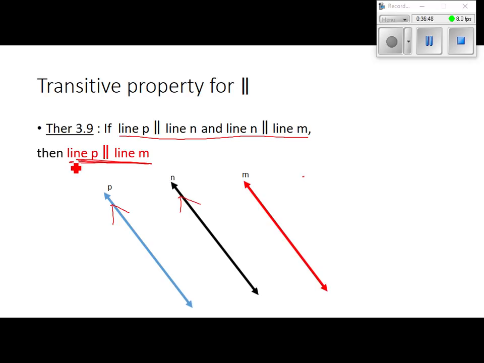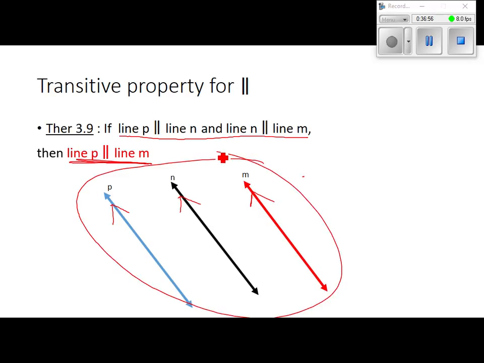If line P is parallel to line N, and line N is parallel to line M, then what's that tell us about all three lines? They're all parallel. Make sure you don't say congruent, because lines can't be congruent. They're all parallel.